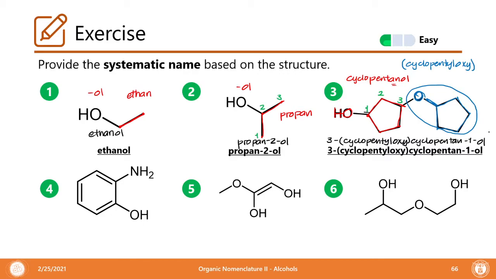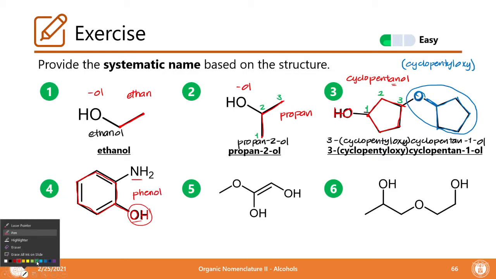Number 4. Well, here we have a choice between an amine and an alcohol. And since an alcohol has a higher priority than an amine, we will prioritize the alcohol. Now this alcohol, OH, is connected to a benzene ring. And so we have to give it the proper name phenol, and automatically assign number 1 to this carbon.